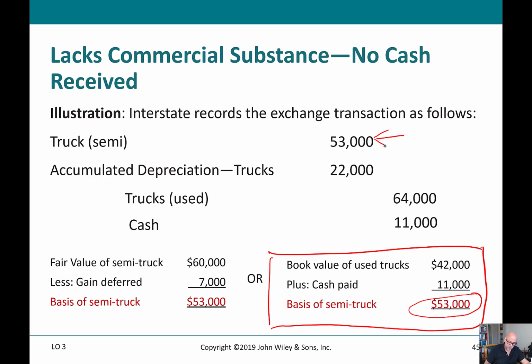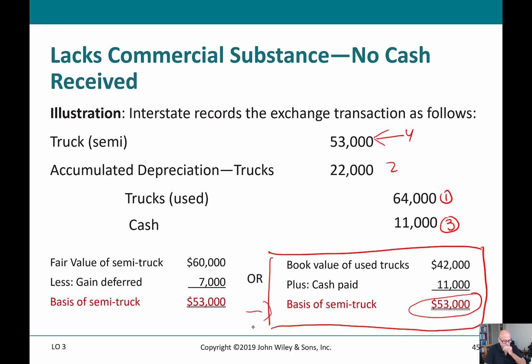That's that number there. We're going to do what? We're going to debit the trucks for the new value, credit the accumulated depreciation, credit the cash, because the cash is easy for us. And the fourth line of this entry is what we calculated right there: book value of assets surrendered. Don't have to worry about gain or loss here because no gain or loss was recognized.